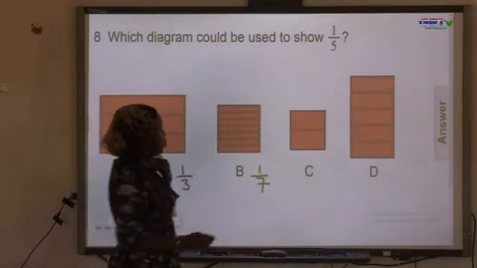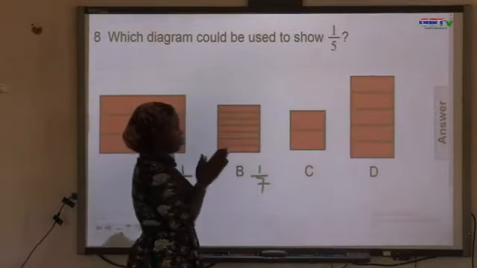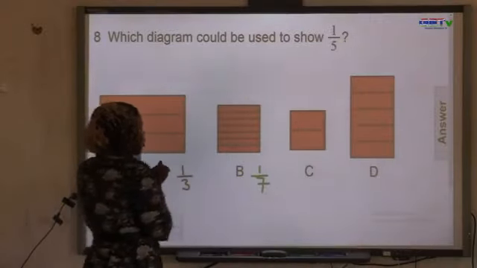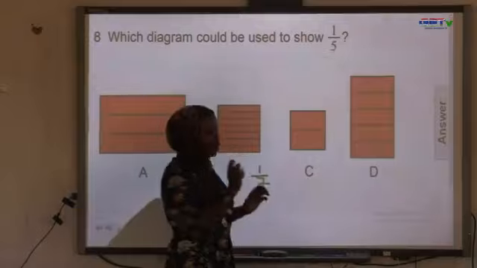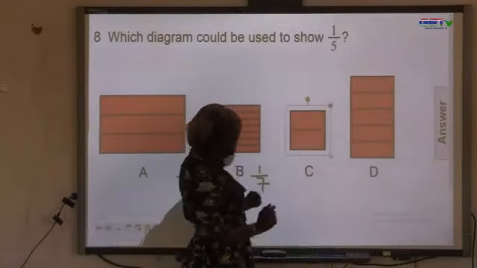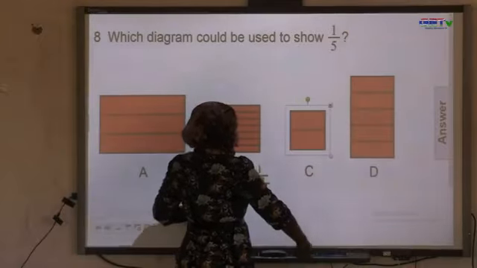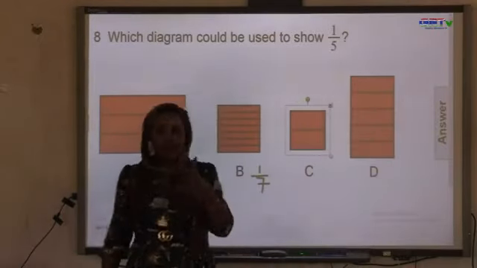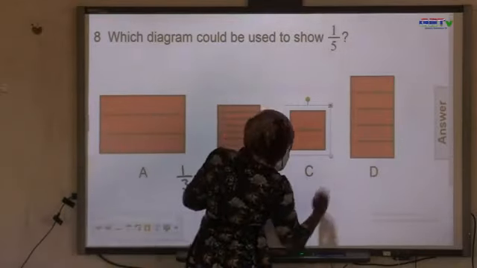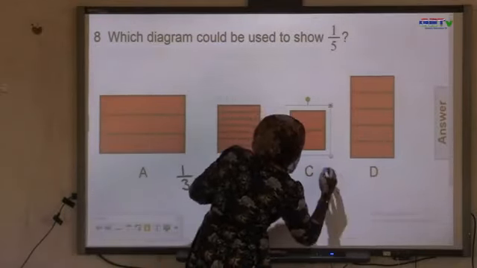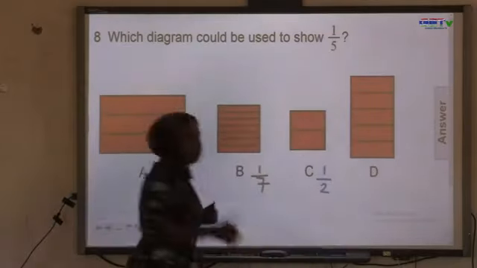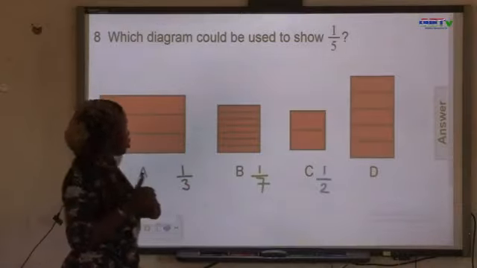For option C, let's look at the diagram. It is divided into how many parts? It is divided into 2 parts. Can we confirm by counting? 1, 2. Now, each part can be written as 1/2, which is a half, right? It's just a half.